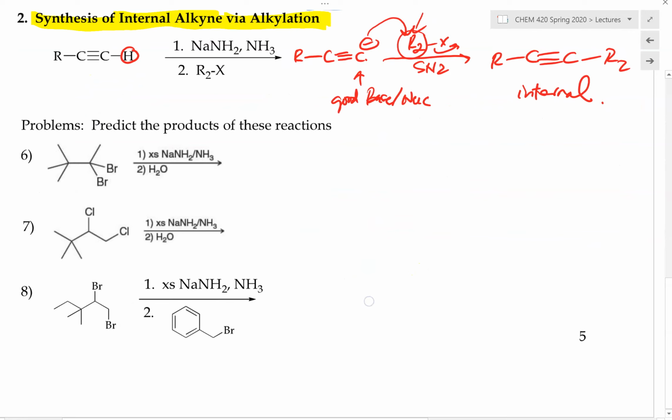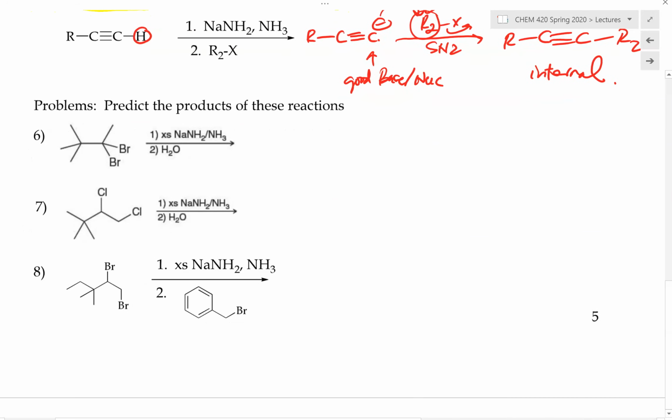And now let's try some of these examples right here. Predict the product of this reaction. When we take these reactants and treat them with excess, so this XS stands for excess, of sodium amide, followed by a water workup step, what would then be the reaction?